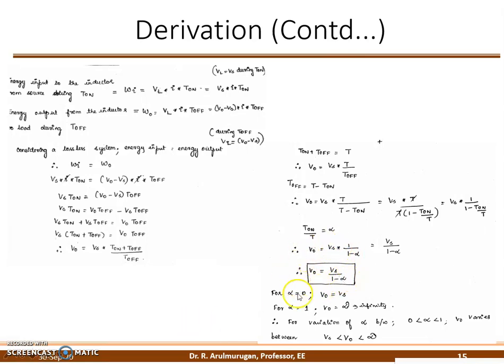If, for example, I apply alpha as 0, or alpha as 1, what about the output voltage? It will vary from 0 to 1. What about the variations? I will come back to you on that later. If you look, it is easy to understand.